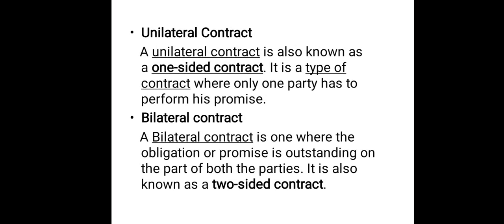Next, bilateral contract. A bilateral contract is one where the obligation or promise is outstanding on the part of both the parties. It is also known as a two-sided contract. See, the contract will be fulfilled step by step. If you pay money for any work, that work will be done. For the remaining part of the work, you again pay the money and ask him to do the work. This kind of work is done under a two-sided contract. If you pay, the work will be done. These are the contracts under the executory contract.